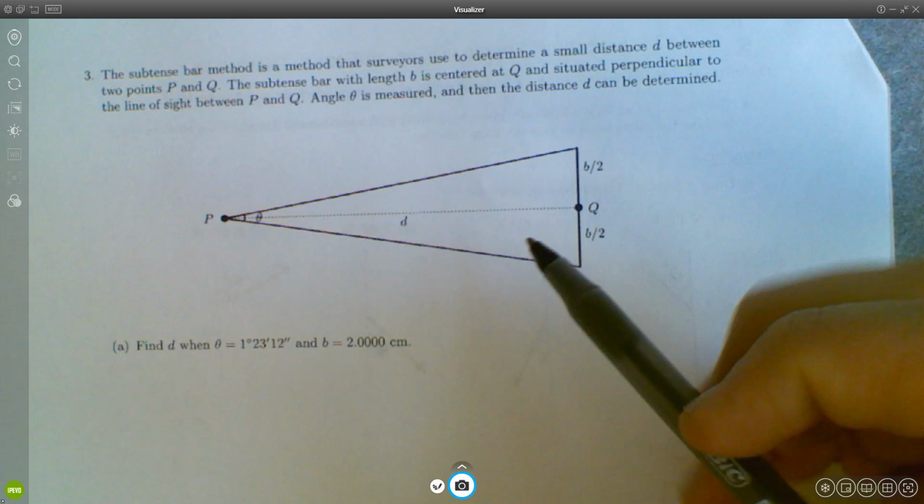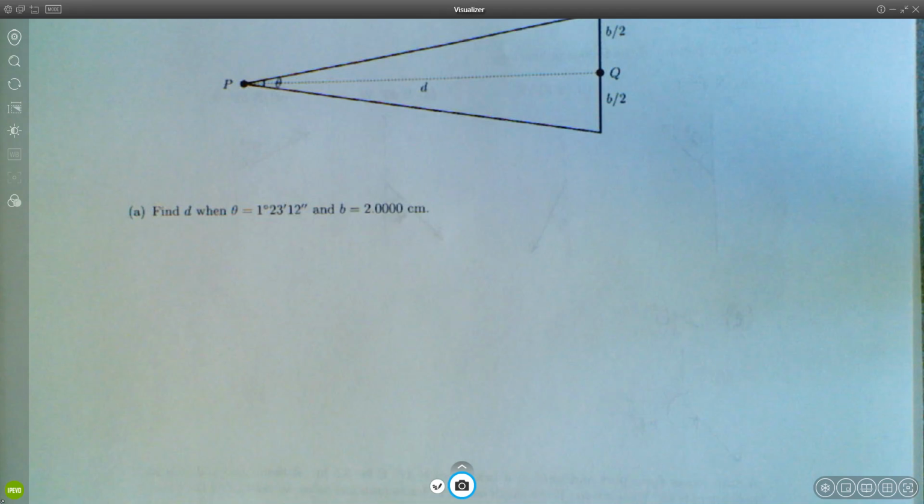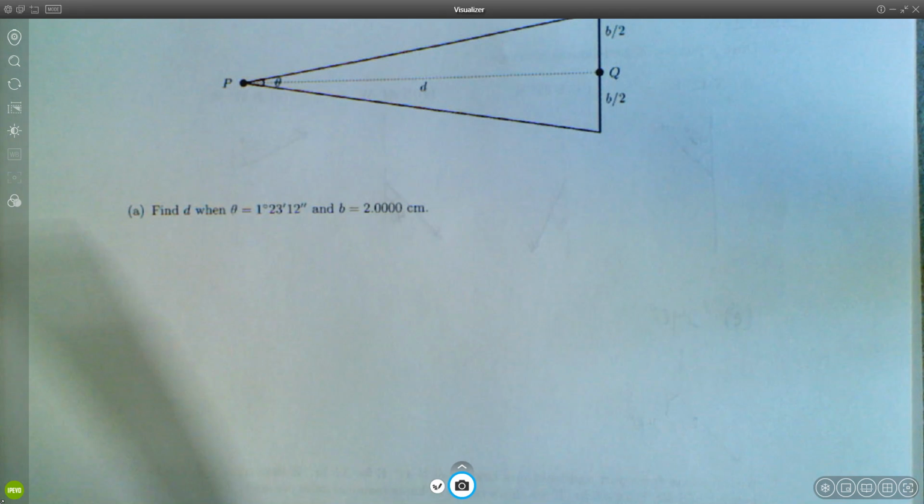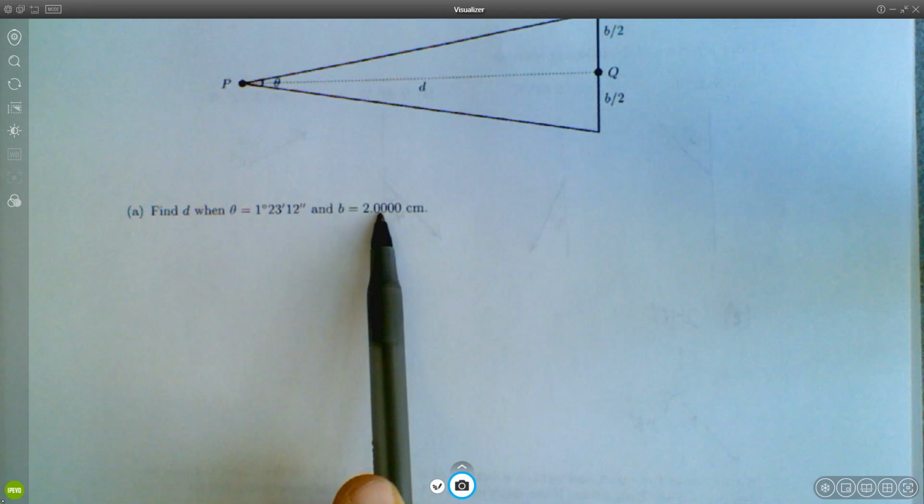So part A says find d. In other words, find the distance when theta is 1 degree 23 minutes 12 seconds, and when b is 2 centimeters. But look at how many significant digits. We have 1, 2, 3, 4, 5 significant digits. So let's see if we can do that.